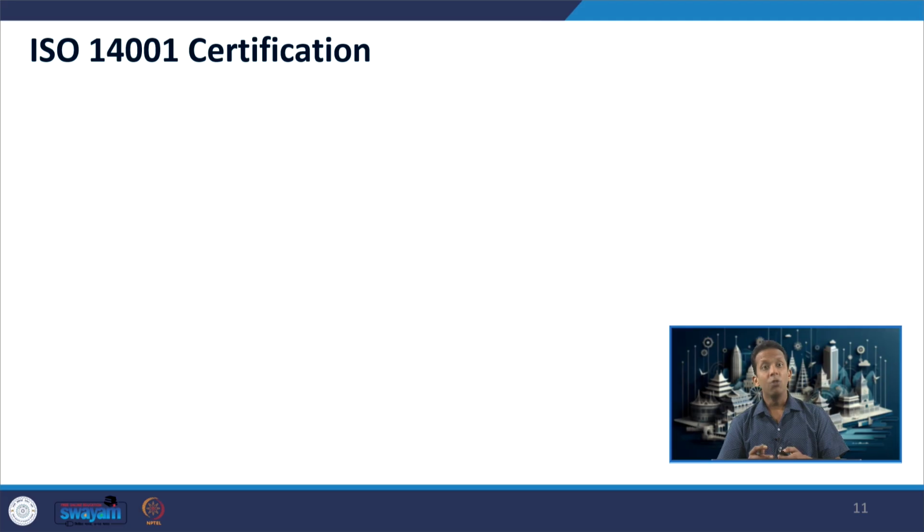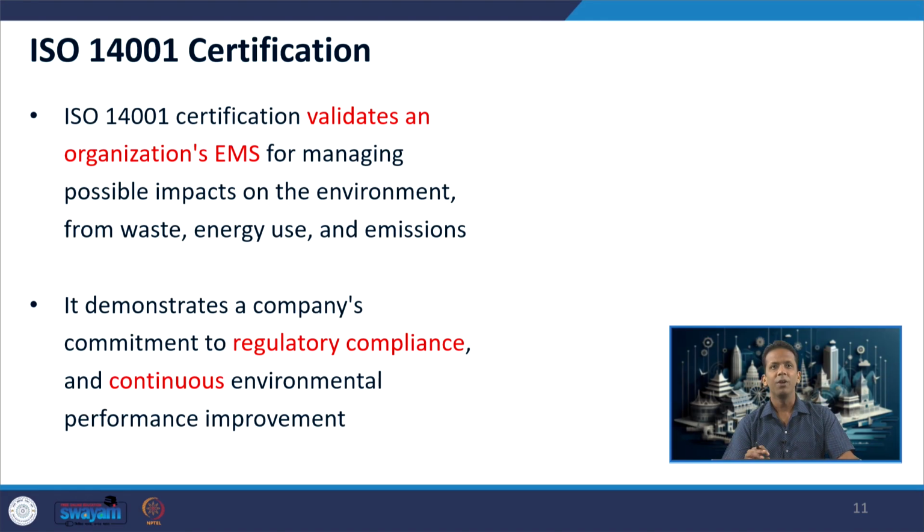So, ISO 14000 certification, what exactly is certification? It is obviously a certificate or a document which validates an organization's EMS for managing possible impacts on the environment, and it can be through a reduction of waste, optimization of energy use, and reduction of emissions. So, different components of the environment are accounted for in it, and it demonstrates a company's commitment to regulatory compliance and continuous environmental performance improvement.